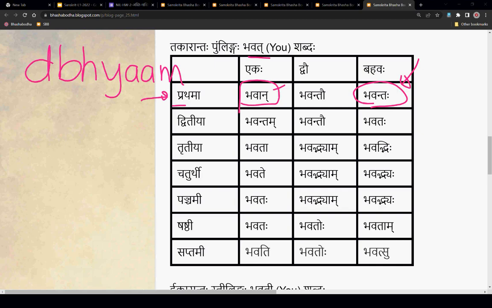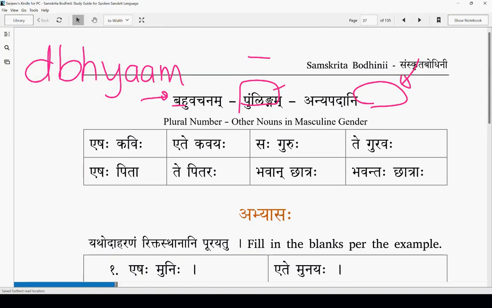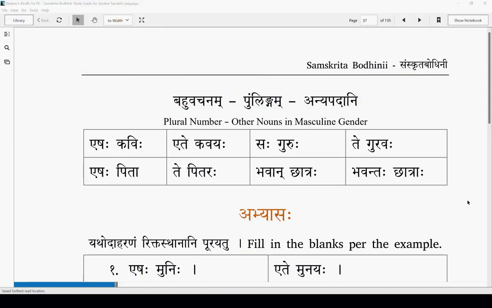So in the example, what does this become? Bhavantah Chhatrah means many of you are students, you all are students. Bhavan Chhatrah, you are a student.